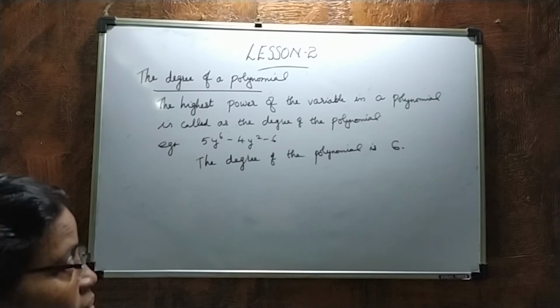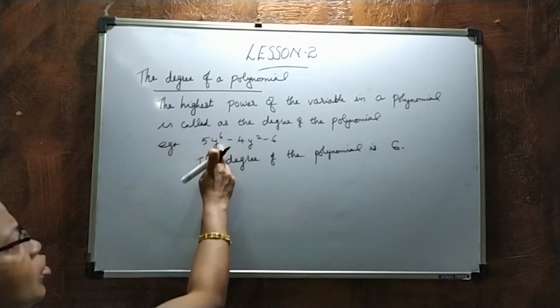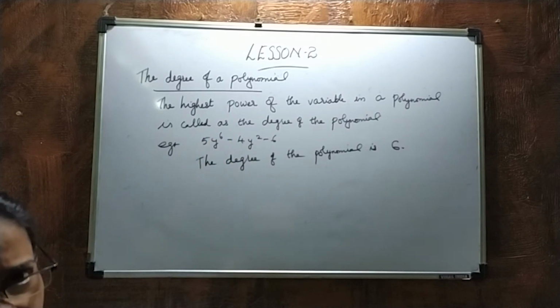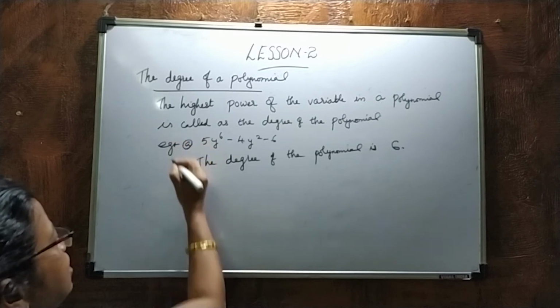Don't think that the highest power will always come in front. No. Sometimes it will be in the middle or at the end. Just find out which variable has the highest power. That will be the degree of the polynomial. So this is the first example.